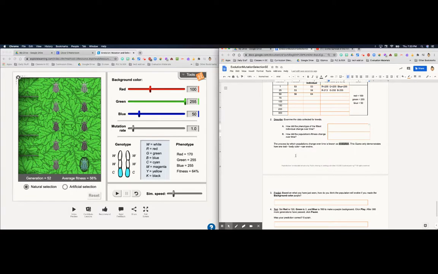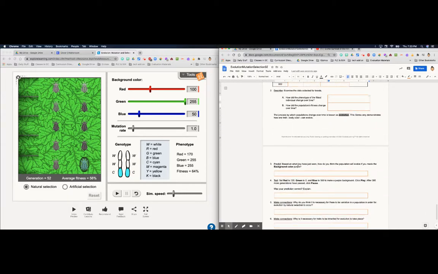Then we get down to the process by which populations change over time, which is known as evolution. We call it evolving. This gizmo only demonstrates how one trait, body color, can evolve, the body color in these organisms. Now, based on what you have just seen, how do you think the population will evolve if you made the background purple? What is your prediction? Don't do it yet. If we make the background purple, what do you expect to happen? They tell you what to set it to, and you run 300 generations, so it's going to give you a really good idea of which way the evolution is moving.